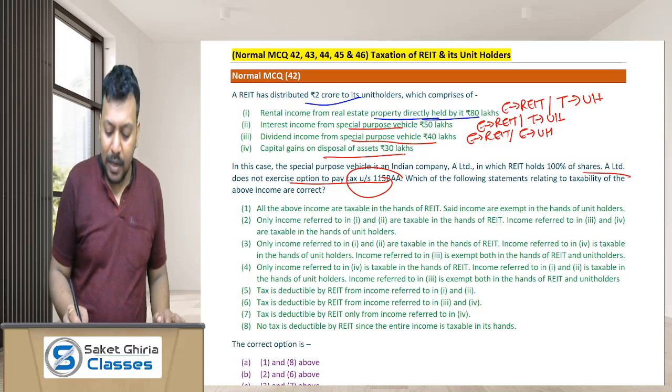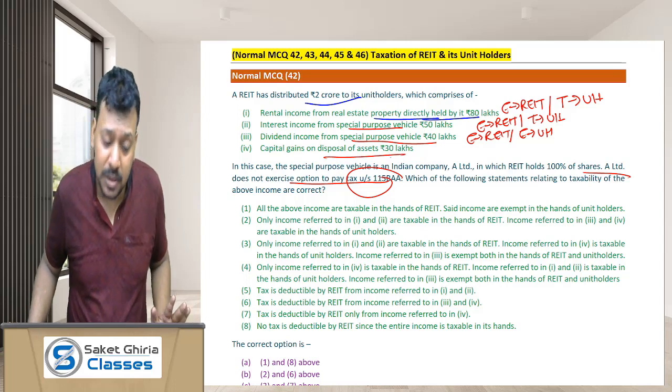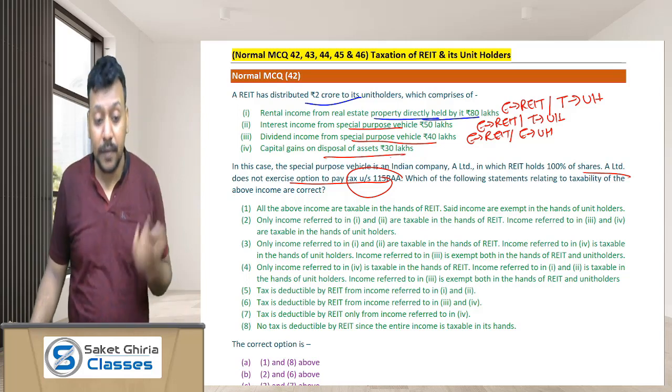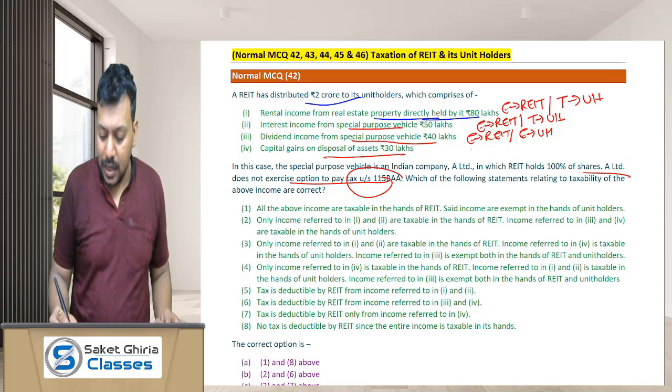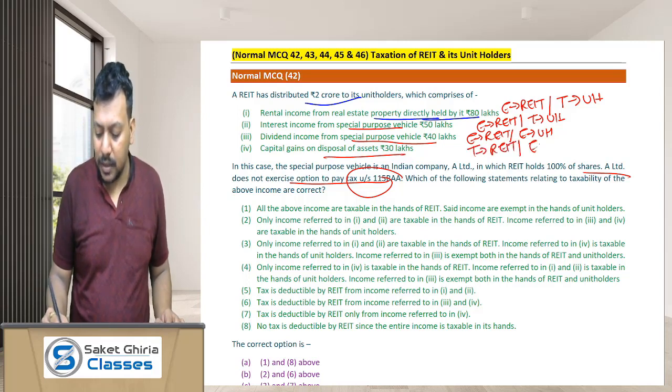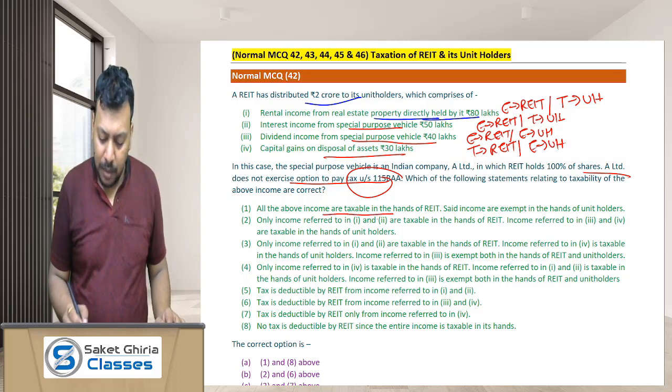Okay. Cap gain on disposal of asset. Dear friends, apart from this income, every income is taxable in the hands of RIT and exempt in the hands of unit holders. So this is taxable in the hands of RIT and exempt in the hands of unit holders. Okay. So the question is, are all the above income taxable in the hands of RIT?